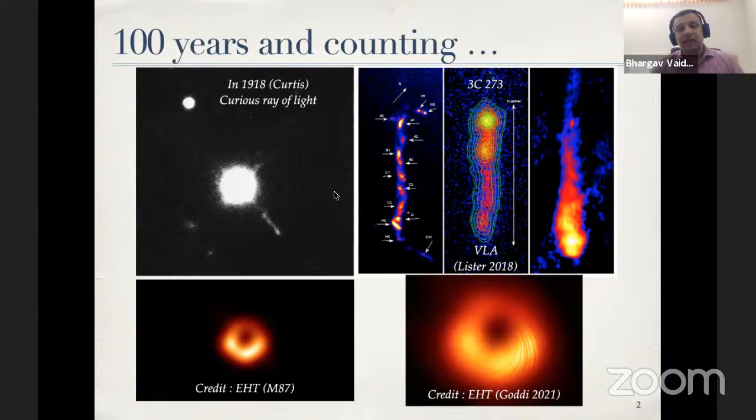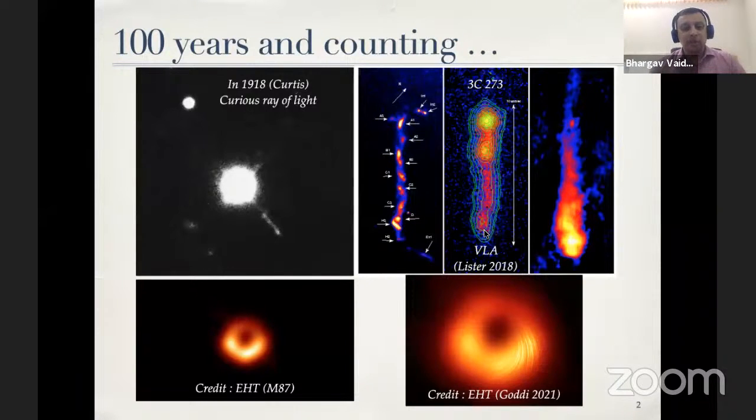But over these 100 years, there has been a significant amount of progress in understanding these elongated structures in multiple bands. One classic example is the blazar source 3C 273, observed with the VLA, which shows that this curious ray of light has much more complex structures, filled with knots, and can be wiggly in shape as well.